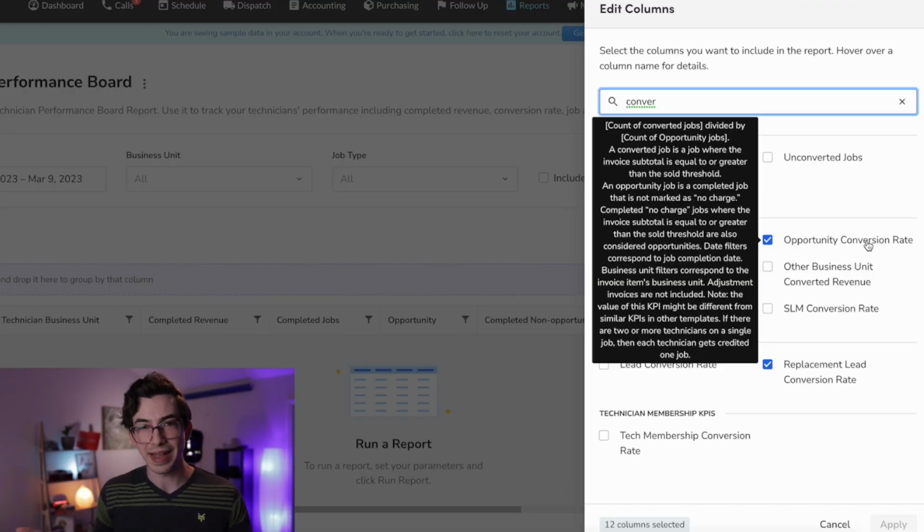Probably not. But back to the topic at hand, if a technician sold any estimate on that job, then the invoice subtotal is going to be over your sold threshold. So your conversion rate is going to look correct without you dismissing those other 2 estimates. They don't matter.